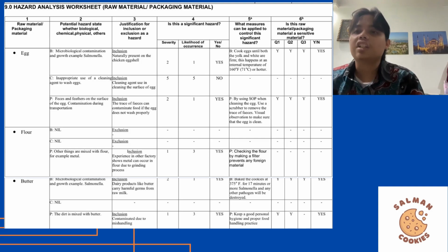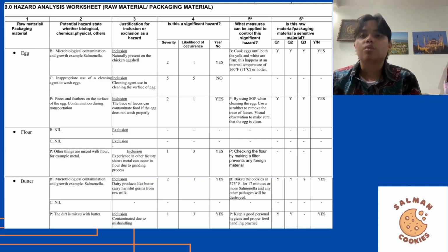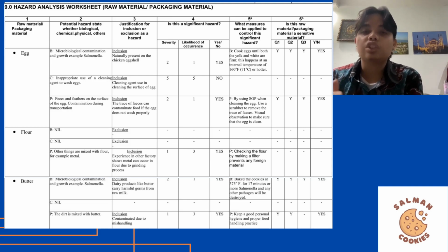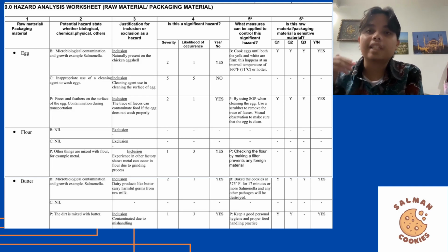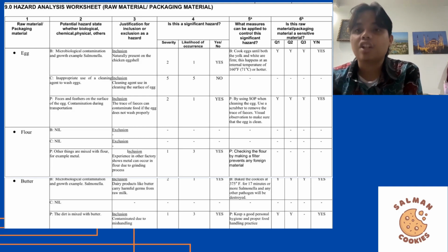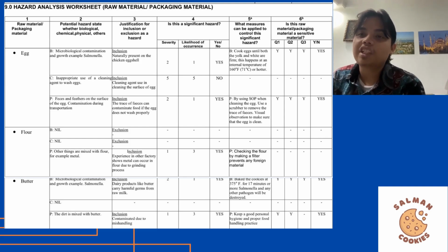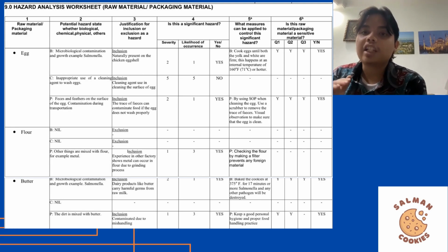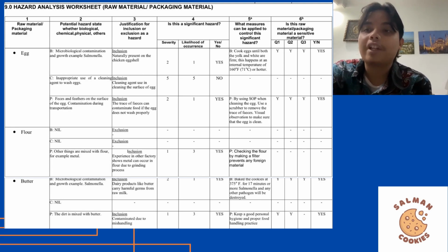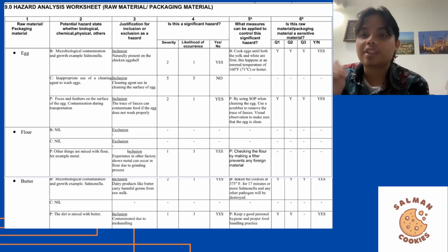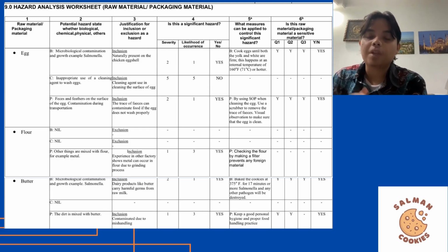Among the corrective actions taken for this problem is using SOP when cleaning the eggs. Use a scrubber to remove the traces of feces and visual observation to make sure that the egg is clean, and this physical hazard once again places the egg as a sensitive raw material. The next raw material is flour, which has a slight difference from eggs. That is, flour is not exposed to the biological and chemical hazard. It is only exposed to physical hazard, which is what happens if there are foreign substances included in the flour used to make a biscuit.